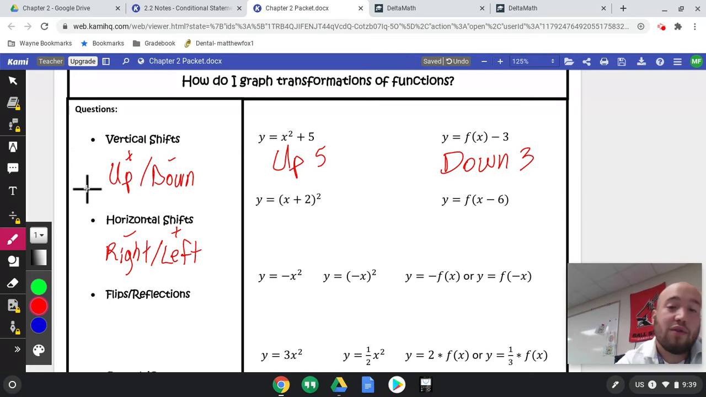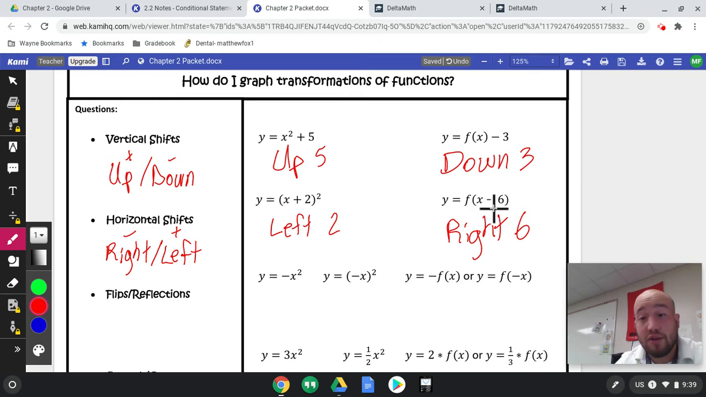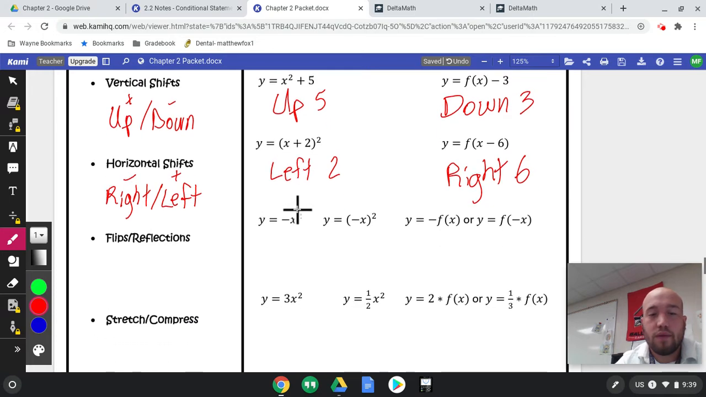So if we look at this first one, x plus 2 squared, that one is actually left 2. This last one, y equals f of x minus 6, that would be to the right 6. So once again, it's more generic over here on this side. We don't know what it's going to look like, but we know whatever it originally looked like, it's right 6. This one we actually could graph if we wanted to.